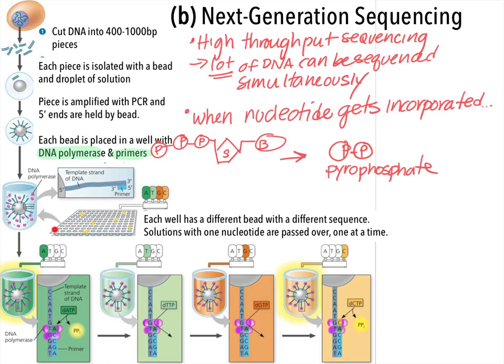So then again, we wash out any unincorporated nucleotide containing thymine, and then we move on to the next nucleotide. This time it's the one containing guanine. We flood all the wells with nucleotide containing guanine to see if it gets incorporated. So we look for the flashes of light again to see if it was.